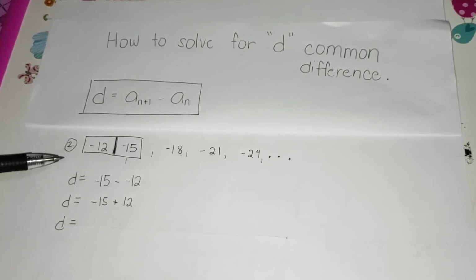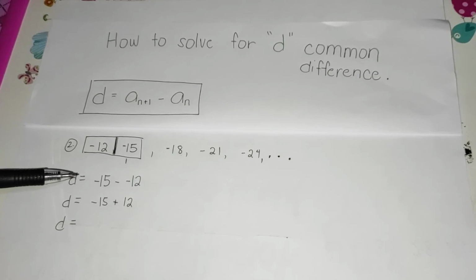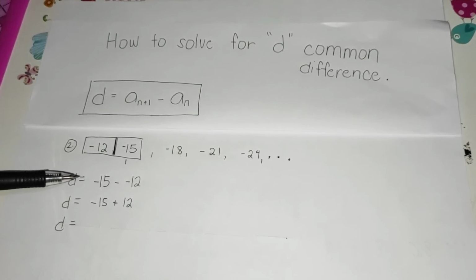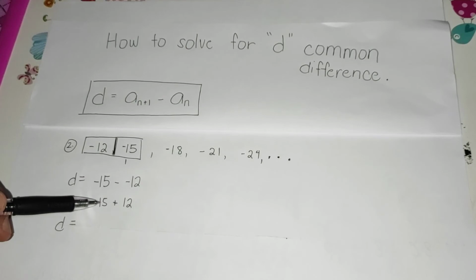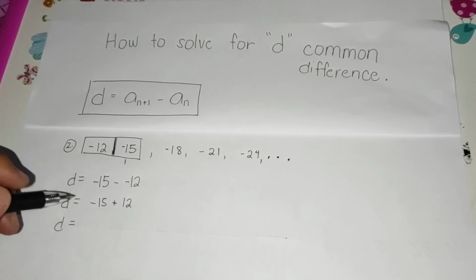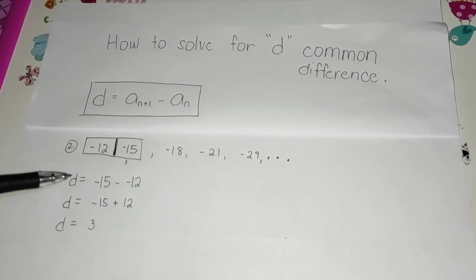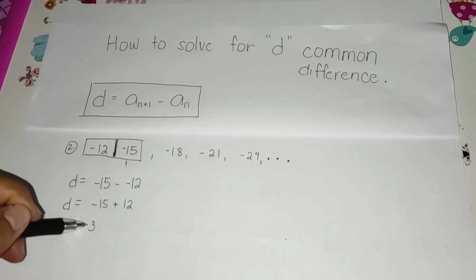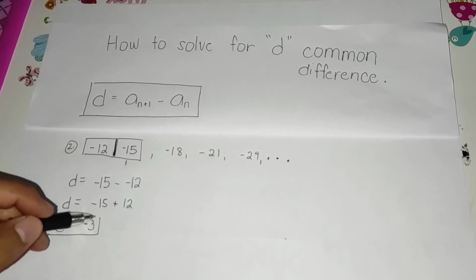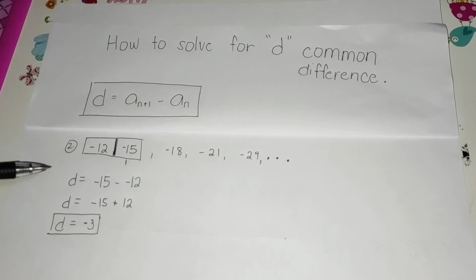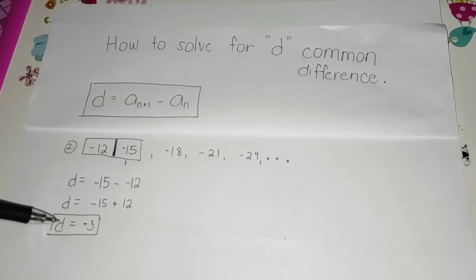Since you're adding unlike signs, you're going to subtract the absolute values, and whatever the answer is, the sign that you're going to use is that of the addend that has the higher absolute value. So, subtract 15 minus 12, that's 3. The sign is that of the number with the larger absolute value, that's negative 15. So the answer is negative 3. So, may daka na common difference. Common difference is negative 3.